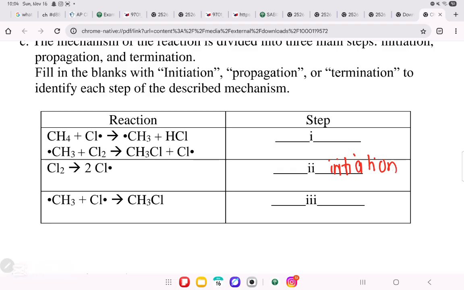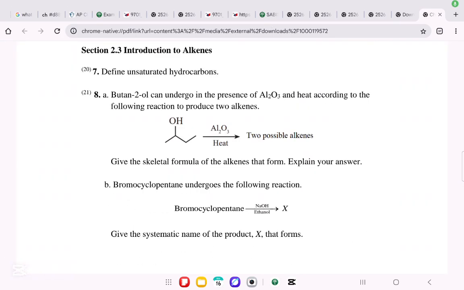We move on to the next step, which is the propagation. We have 2 propagations when it comes to this. So directly, whenever you see 2 equations, you will know directly that this is my propagation. Now, my termination is when I have 2 free radicals that come together to form a product. Okay, so my termination is when 2 free radicals come together to form one product without any free radicals. So that's it for section 2.2.